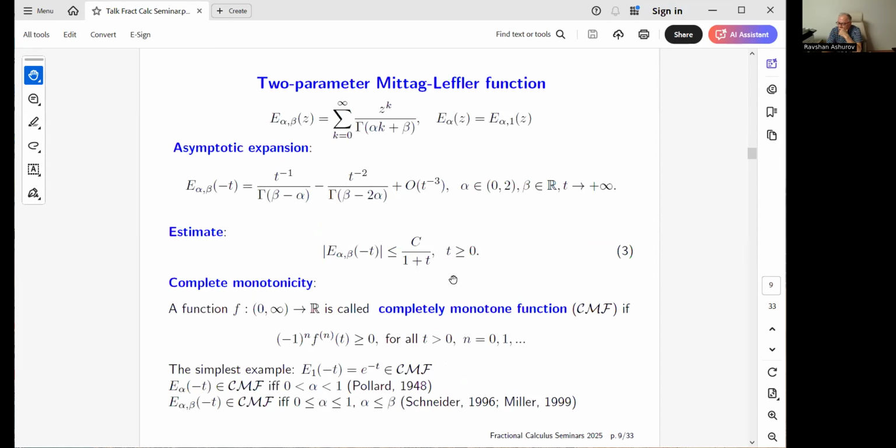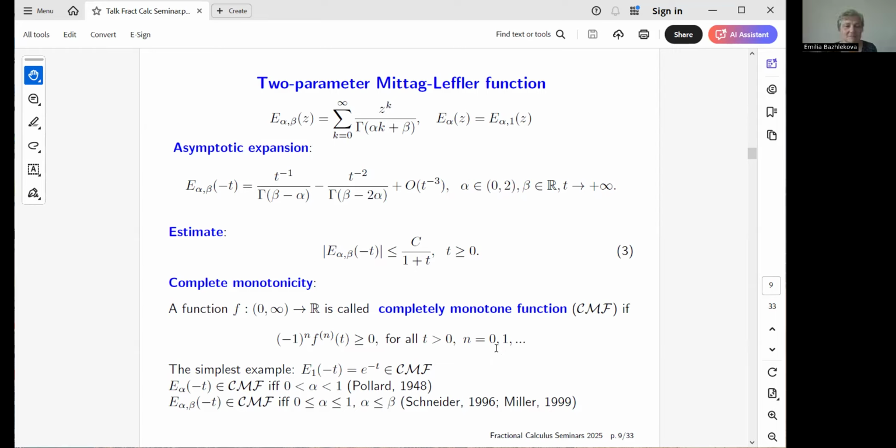Page 9. Here at the end, you say that this Mittag-Leffler function is completely monotone if and only if alpha is less than 1. But if alpha is 1, then this is just exponential, and it is a completely monotone function. So it is not if and only if.